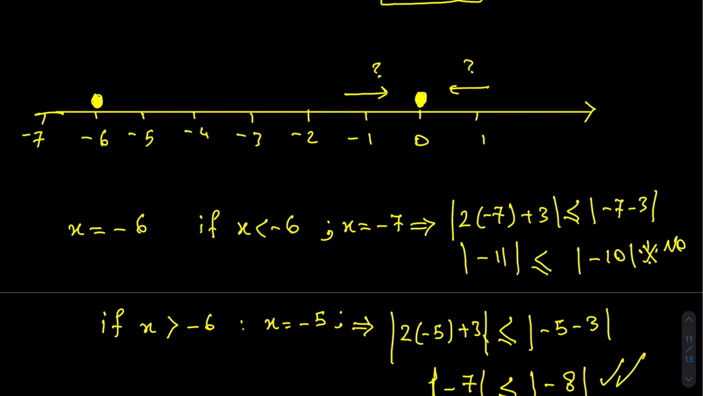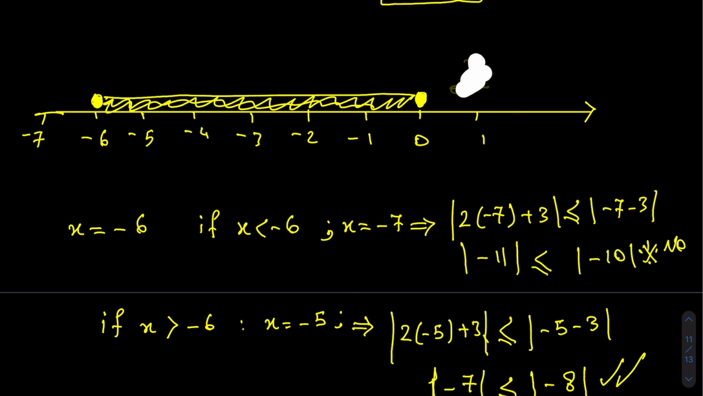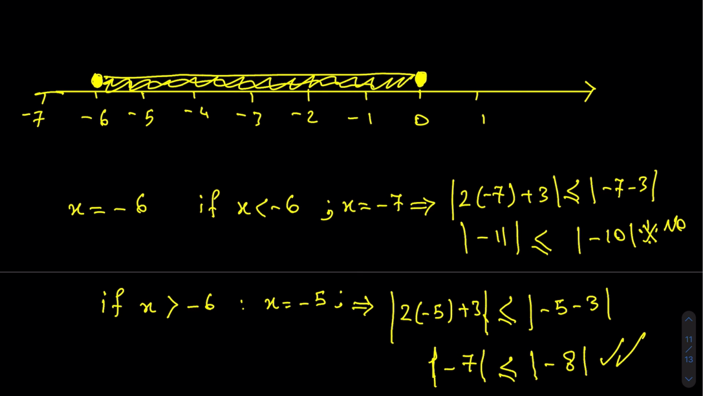So let me erase this part. This area belongs to the answer until the other critical value. Now, in order to make sure this is a correct answer, let's check one more value on the other side of the other critical value, which is 0. Let's check if this area belongs to the answer or not.